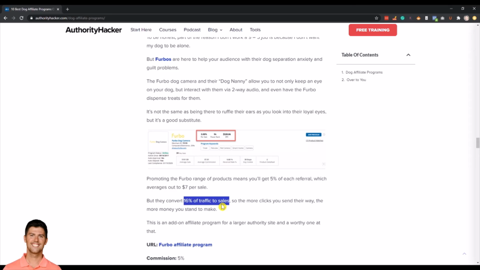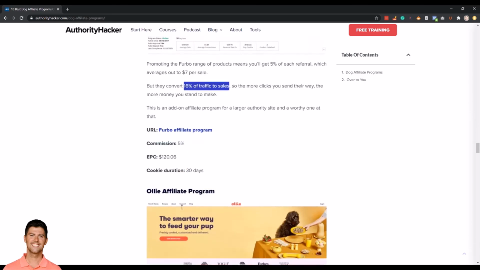And that way, even though it's a smaller dollar value, it's higher volume because of the conversion rate. So you can still make a handsome return from sending people there. So I would look into that. I'd look into all these. I mean, there are 10 of them.